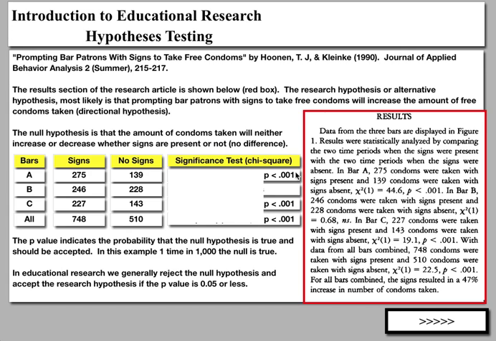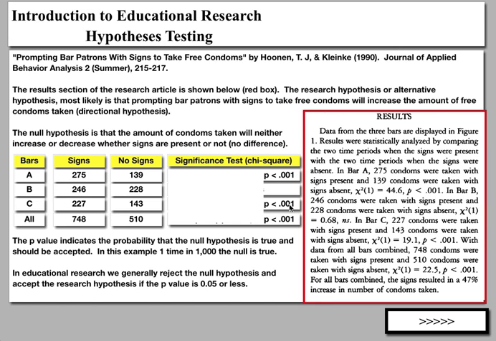We would reject the null hypothesis, and therefore we would accept the alternative or the research hypothesis that we can say with a high degree of probability, very high degree, less than 1 in 1,000, that it was the independent variable, or the signs, that caused the increase in the amount of condoms taken. So that's how you interpret that.